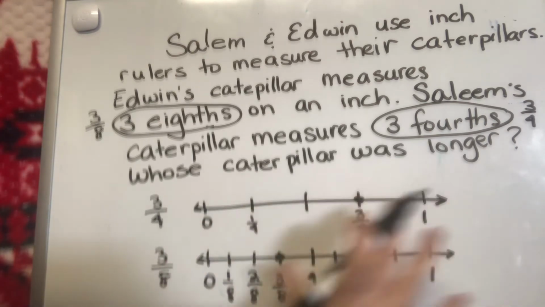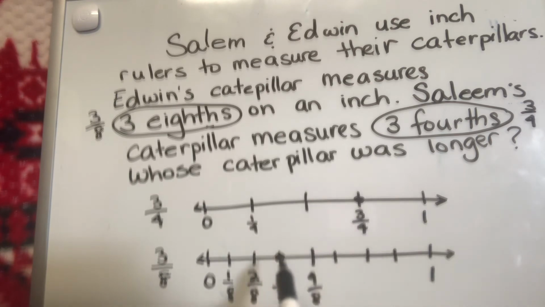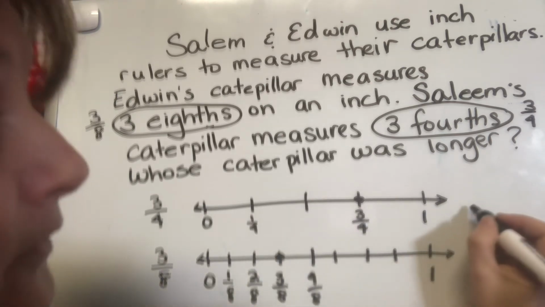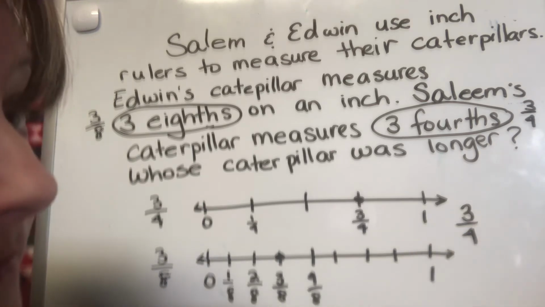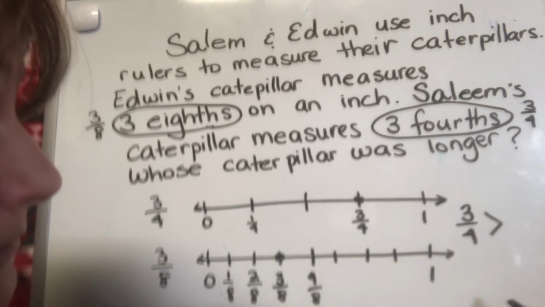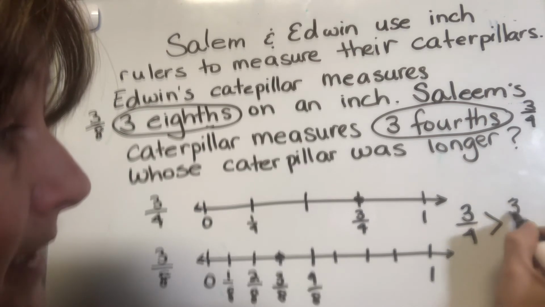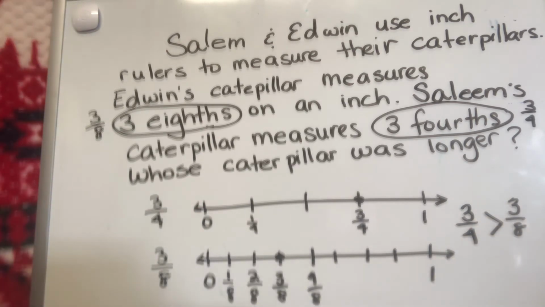So visually, we can see that 3/4 is greater than 3/8, right? So we could write 3/4 is greater than 3/8, okay? All right, that is problem number 1.